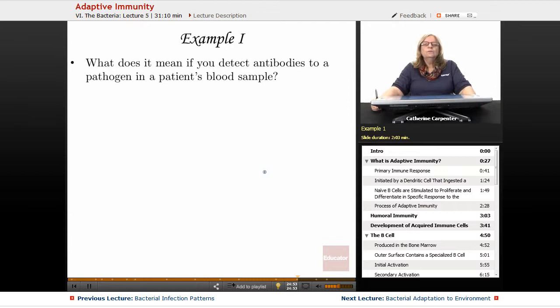Okay, so now we have some questions. The first question has to do with what it means if you detect antibodies to a pathogen in a patient's blood sample. Well, it means that the patient has been exposed to that disease. If the patient has had a vaccine, then those antibodies represent the fact that the patient has had a vaccine. If the patient has not had a vaccine, those antibodies represent the fact that the patient has actually encountered the pathogen.